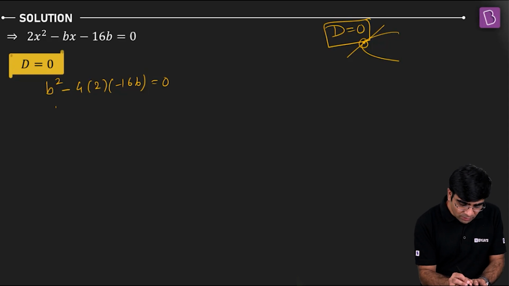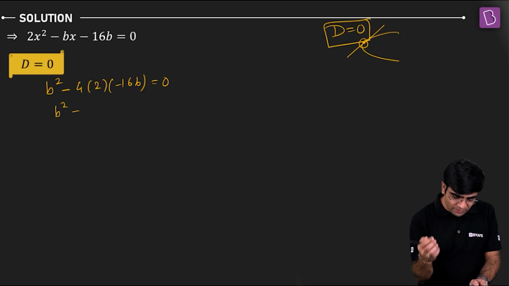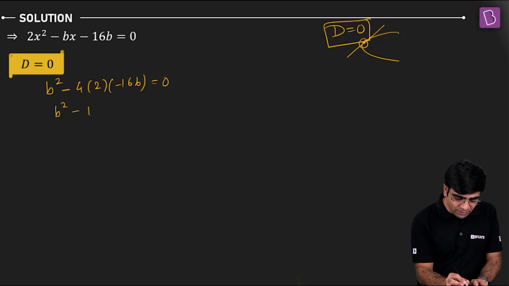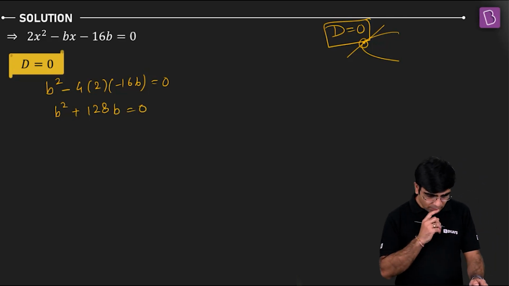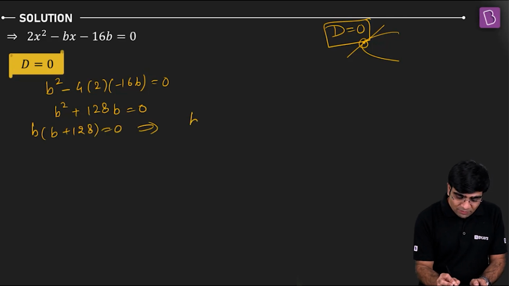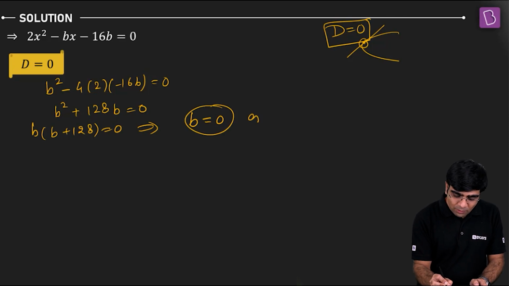Okay, so what do I got here? We got b square minus, so we get 16, 4, 8. So 16 is the 144, 128, sorry. So we get b square plus 128b equal to 0, which implies that b into (b plus 128) equal to 0, which implies that the value of b is either 0 or b equal to minus 128.